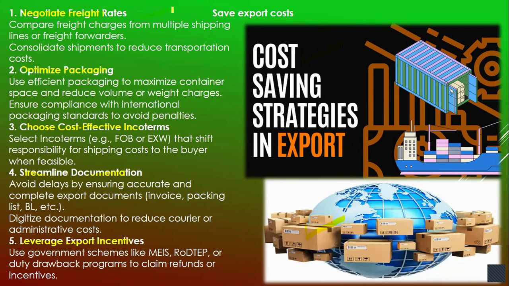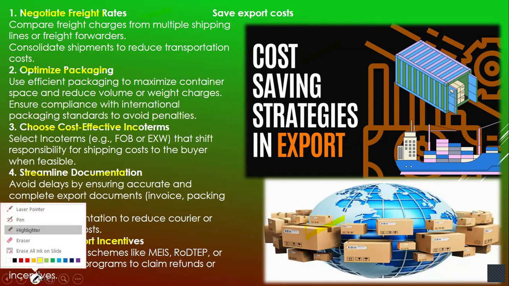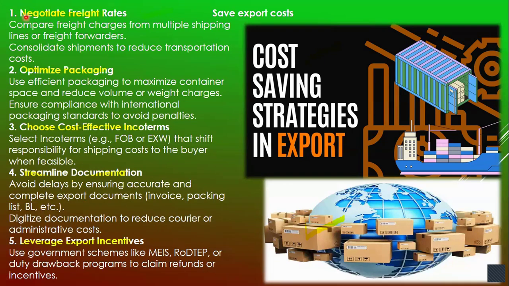For exporting, we can use some strategy like comparing freight charges from multiple shipping lines. For example, you are going to export to China. In this process, you need to take rates from multiple shipping lines and multiple freight forwarders. For example, Hapag-Lloyd is giving $4,000 for the China export, and shipping line Maersk is giving freight charges of $5,000 for the China export. In the same way, MSC is giving 6,000 and CMA is giving 8,000.